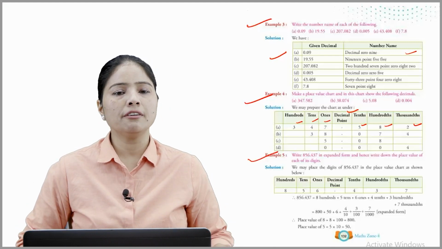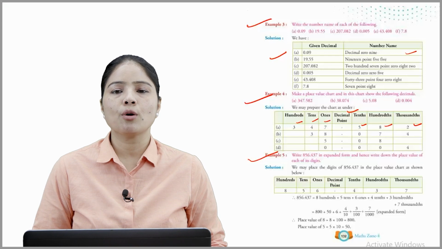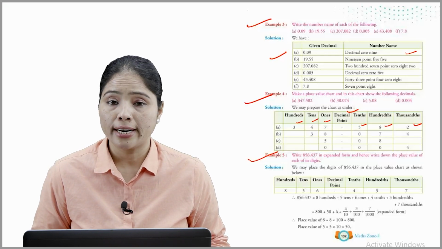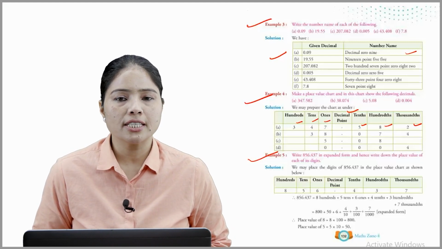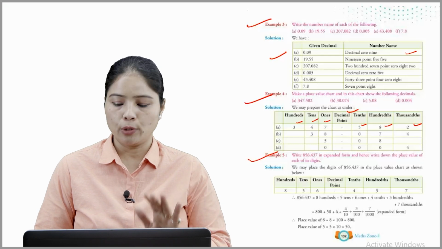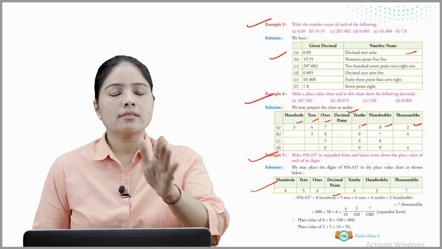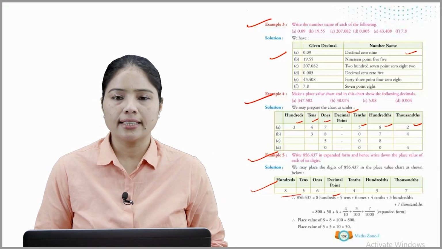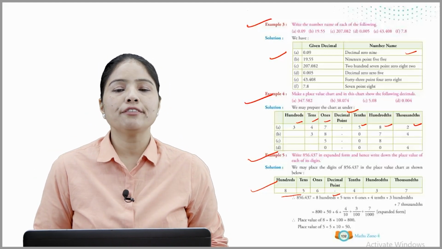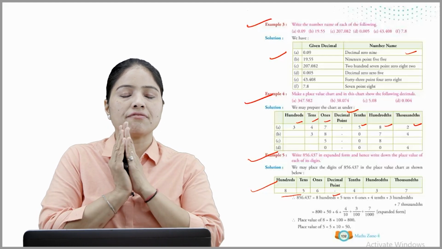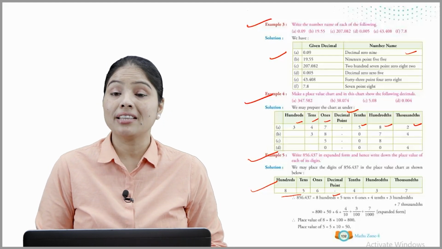So now example number 5. Write 856.437 in expanded form and hence write down the place value of each of its digits. Solutions. We may place the digits of 856.437 in the place value chart as shown below, like this. Okay, this is the decimal point, then ones, tens and hundreds. So 856 like this, and here it is 437. So 856.437 means 8 hundreds plus 5 tens plus 6 ones plus 4 tenths plus 3 hundredths plus 7 thousandths.